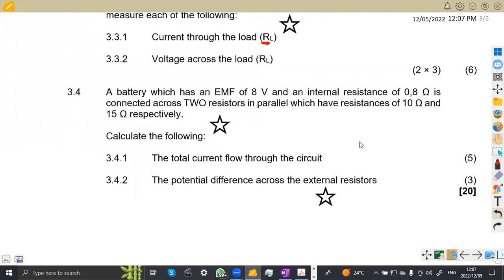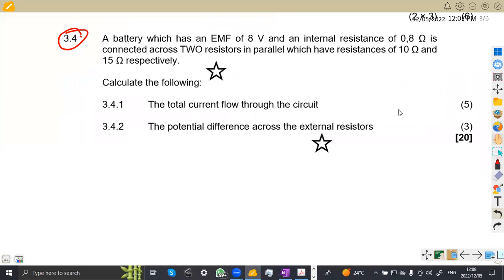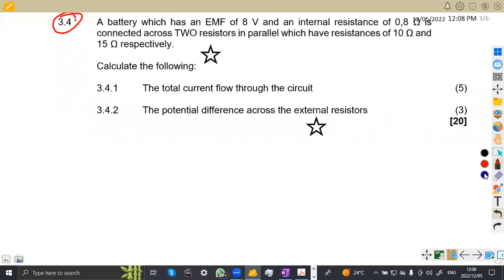Make sure you understand the sketch drawings. Make sure that your drawing is properly presented. Right, on 3.4, we are given that a battery has an EMF of 8 volts and internal resistance of 0.8 ohms, connected across two resistors in parallel with effective resistances of 10 ohms and 15 ohms respectively. Okay, that's a battery there. So let's see if we can just have a sketch. We've got a battery here.